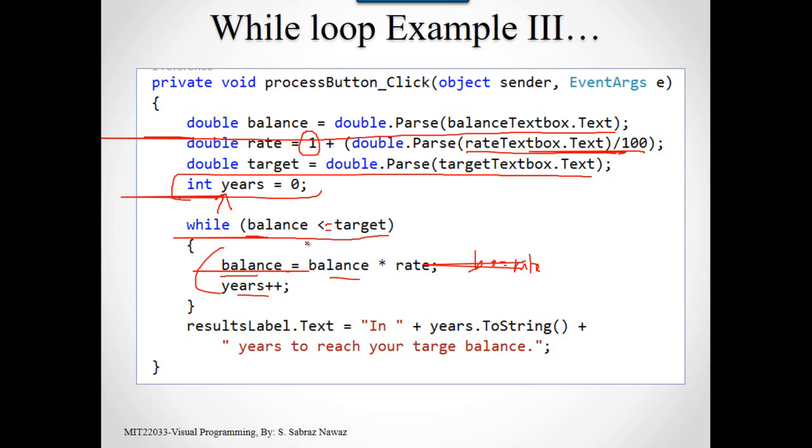As long as the balance amount remains less than the target amount, this code will be executed. Once it exceeds the target amount, automatically it jumps out. So here we are counting the number of years.